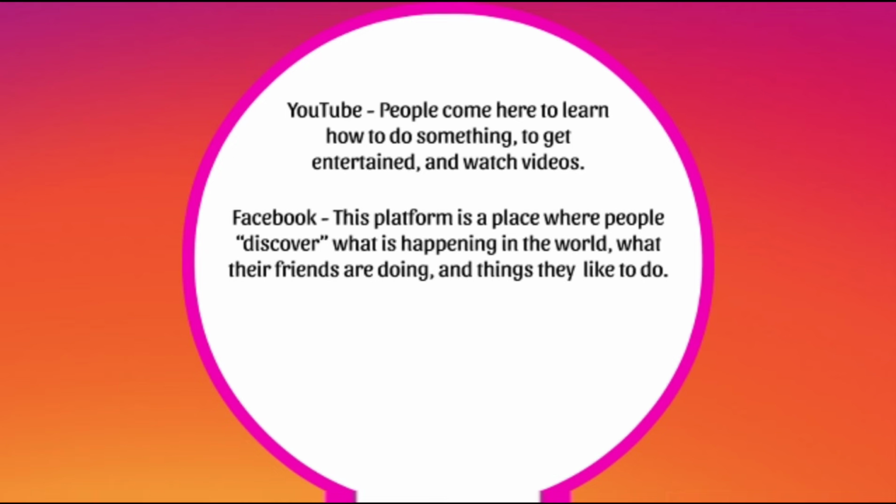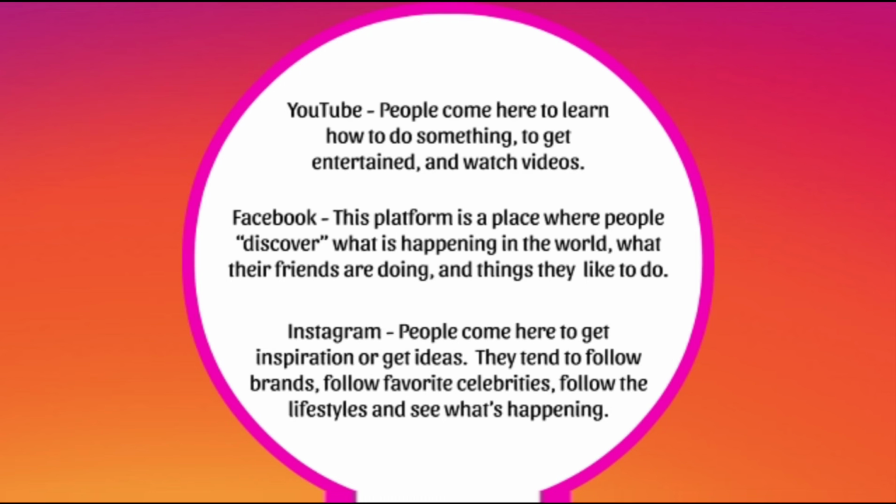Facebook. Facebook is a great place for people to discover what is happening in the world, what their friends are doing, what people that have similar interests are doing. They can join groups and all of that. So it's all about discovery. All right. So many different ways of discovery. Now, Instagram, on the other hand, is where people come to get inspiration, to get ideas. So they might have discovered something on Facebook, but they want to get more ideas about it from Instagram.